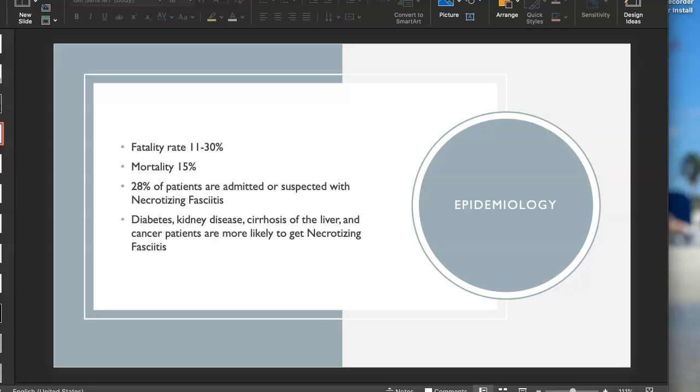However, they do always keep necrotizing fasciitis on the table so they can do more tests in depth and make sure to rule out necrotizing fasciitis or any other diagnosis properly. Patients with diabetes, kidney disease, and cancer are more likely to get necrotizing fasciitis due to their immune systems being compromised.